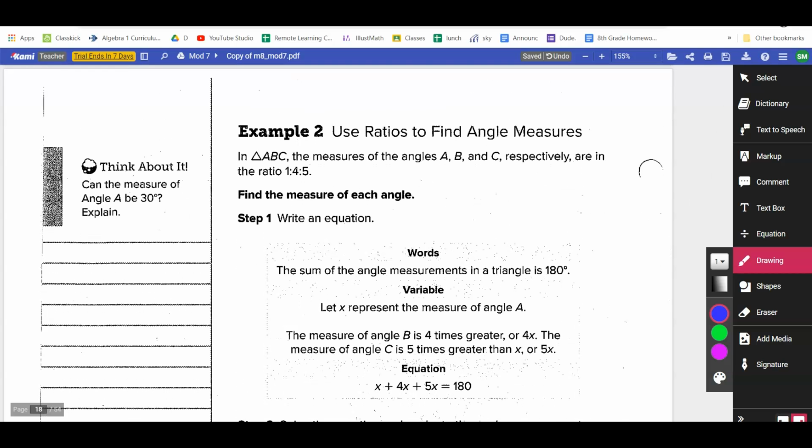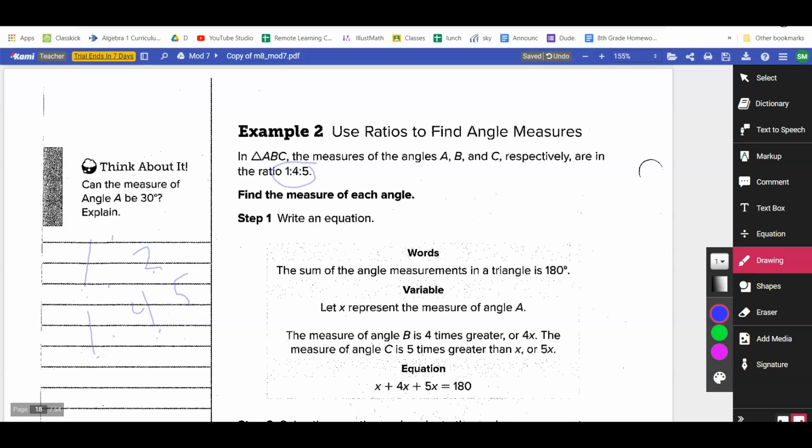So here we have triangle ABC. Sometimes we have ratios with this. So the ratio is 1 to 4 to 5. If I were to write it down, it'd be 1 colon 4 colon 5. That's a ratio. Like 1 to 2, that means this guy is twice as big as that guy. I have 1 to 4, that means this guy is 4 times as big as that guy. And then the 5 is 5 times as big as that guy.